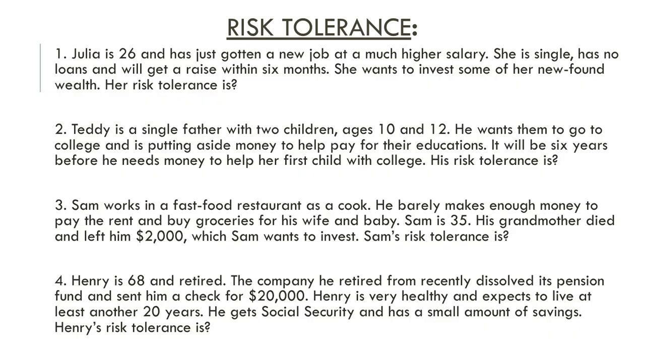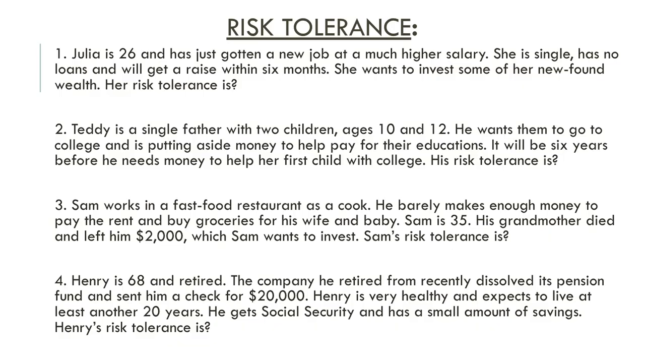Number 2, Teddy is a single father with 2 children, ages 10 and 12. He wants them to go to college and is putting aside money to help pay for their education. It will be 6 years before he needs the money to help his first child with education. I would say his risk tolerance is probably moderate, probably not high, but probably moderate. The reason it's not low, even though he has only one income supporting 2 children, is because he needs to make enough money for one of them to go to college in just 6 years. He needs more growth in his stocks.